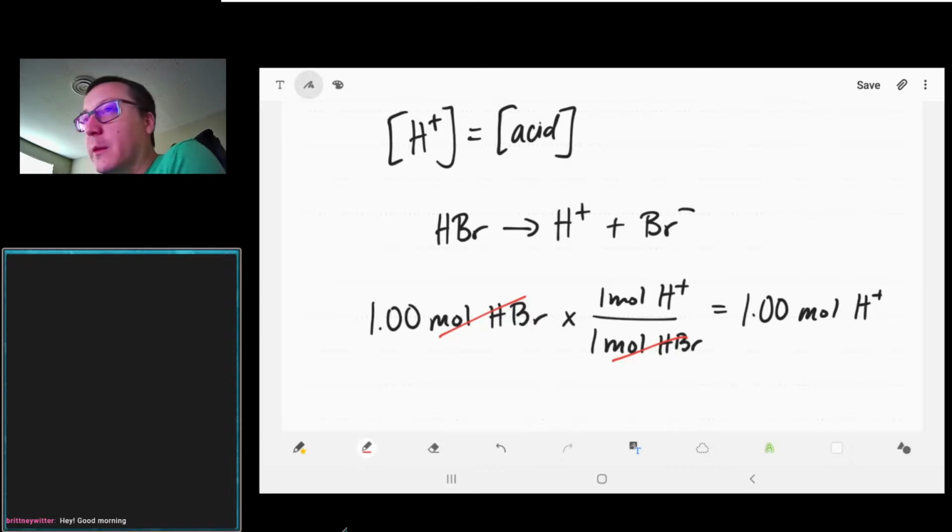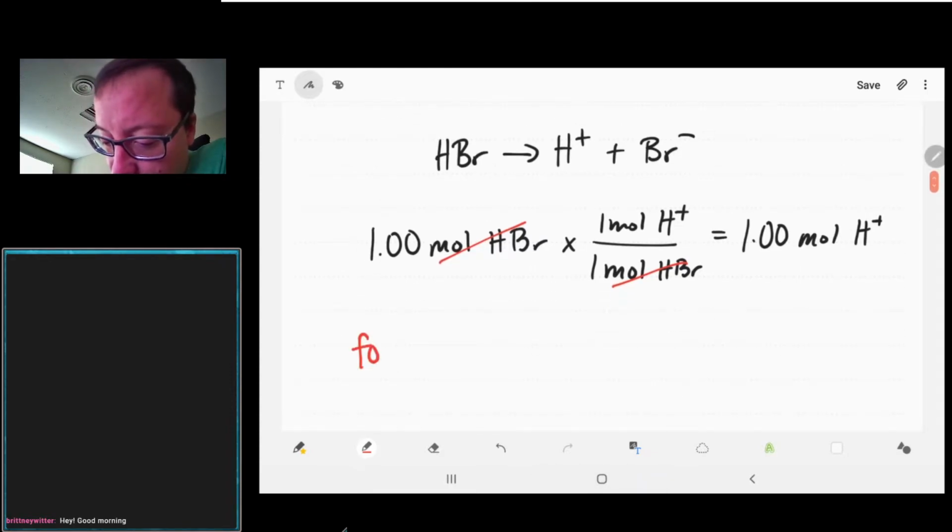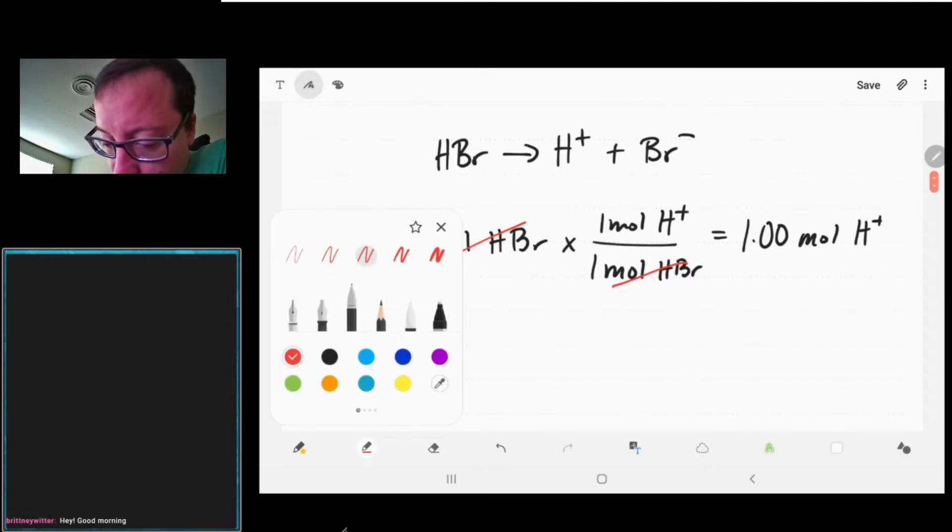We've got a small one barking outside. Let's see. Can we hear him? Who knows? All right. For sulfuric acid, oops. Let's not use red. Red is for angry things. We'll use dark blue.